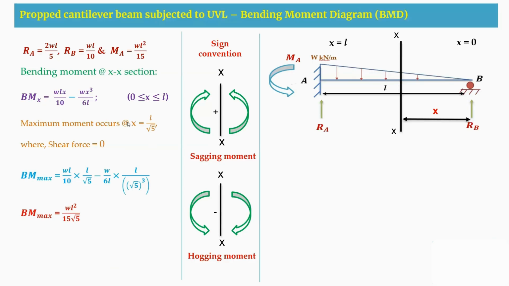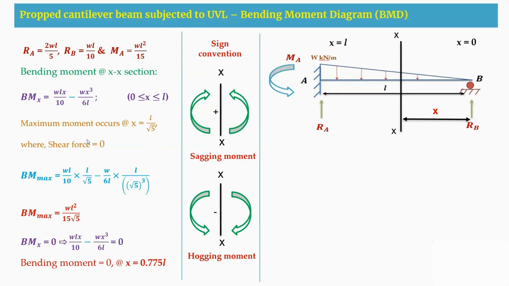Now, as we know, the maximum bending moment is positive, and at A I am getting a negative moment. So at some point, the bending moment must be 0, as the sign has changed. So now I equate the bending moment equation to 0. Therefore, I get the x value as 0.775 L. So at x equal to 0.775 L, the bending moment is 0.